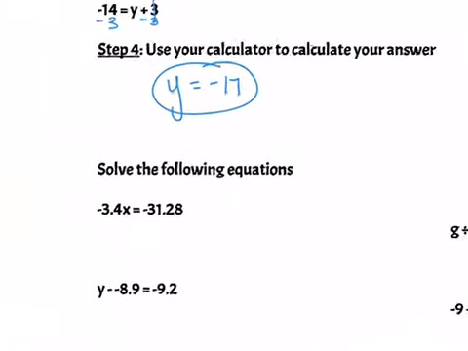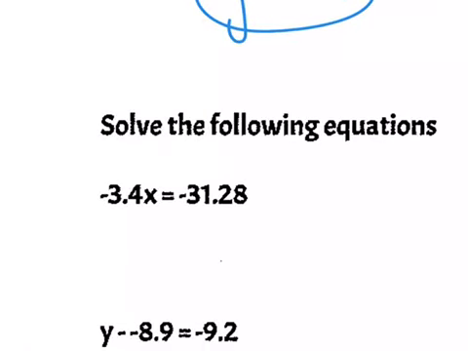So let's look at these on the bottom. Solve the following equations. So I've got negative 3.4x equals negative 31.28. Since this is multiplication, the opposite would be to divide. So I'm going to divide on both sides. So this one will give me 9.2.